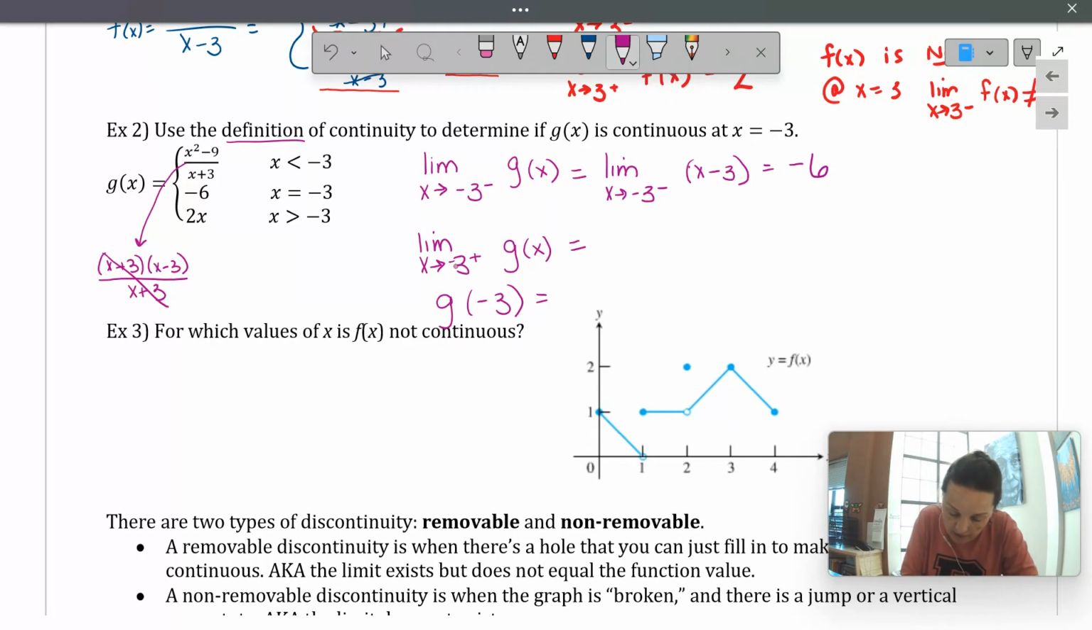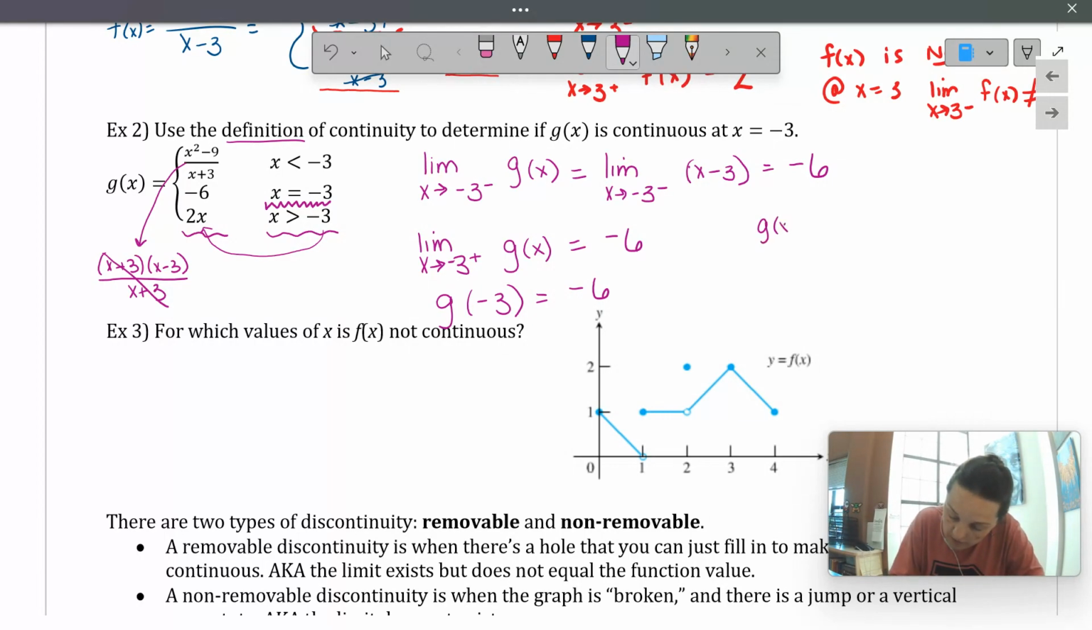All right, now I need to compare that as x approaches negative 3 from the right. Negative 3 from the right means bigger than negative 3, so I'm using the bottom expression. If I plug negative 3 into there, I get a very easy one-step negative 6. Awesome. And g right at negative 3 is the middle. At negative 3, that's negative 6. Hey, look at that. All of those are the same.